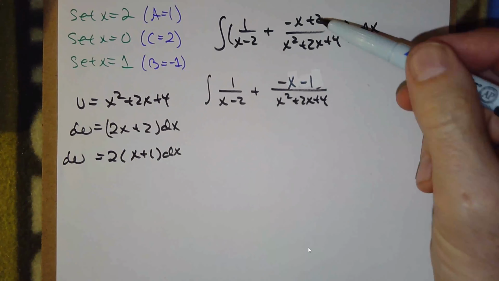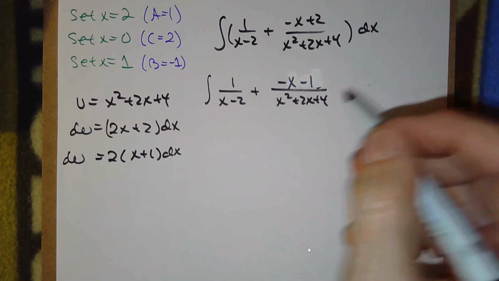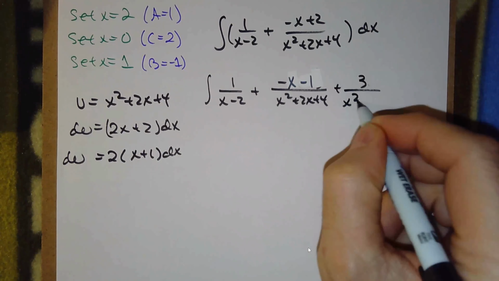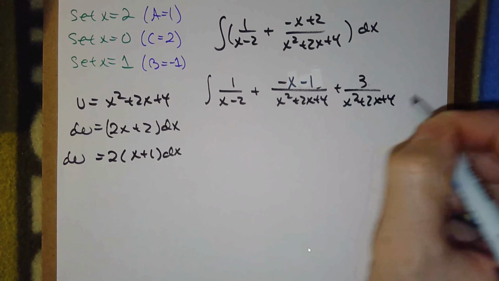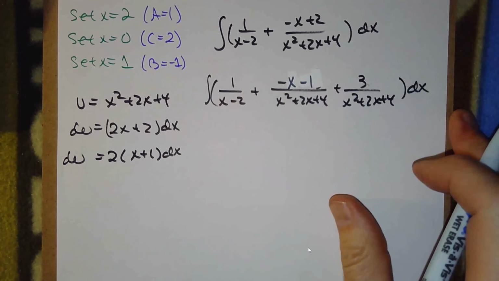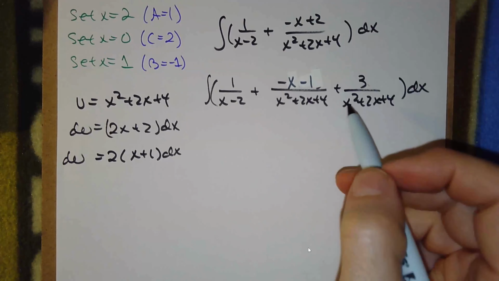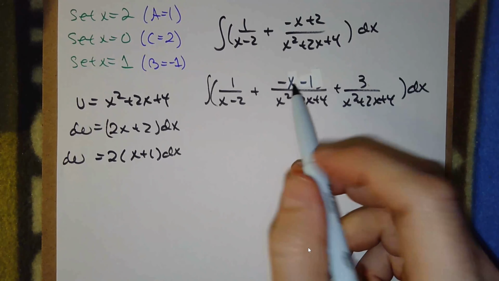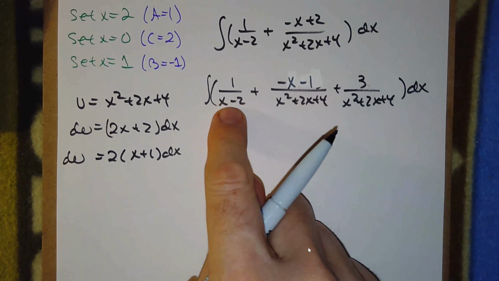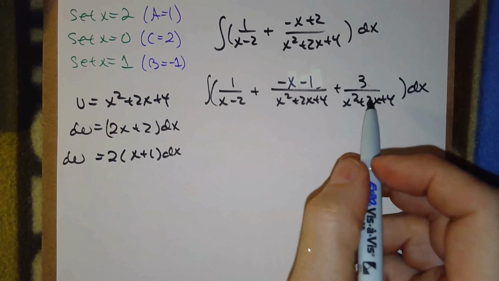But I can't just change this by a difference of 3. So what I'll do is put a plus 3 over x squared plus 2x plus 4. It may look a lot messier, and in fact it is a little bit messier, but at least these are things I can now integrate. This term right here, I can handle with the u substitution. This one, I don't even need a u substitution. I can just get a natural log term from that. This one's going to require some more work.